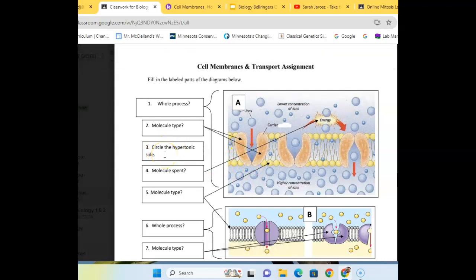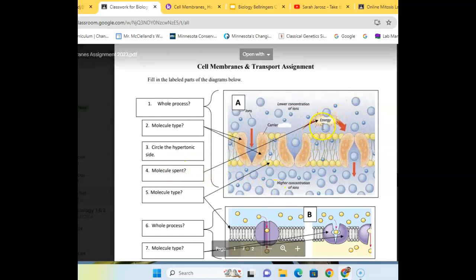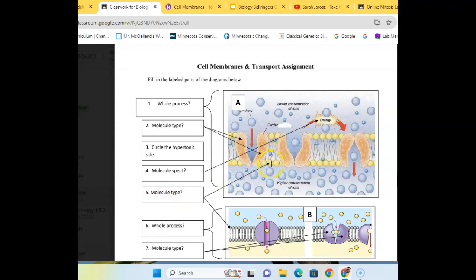The hypertonic side is the more concentrated side. So hypertonic means more concentrated. So this would be the hypertonic side. The molecule being spent for energy is ATP. And the molecule type with the little head and 2 tails is a phospholipid.